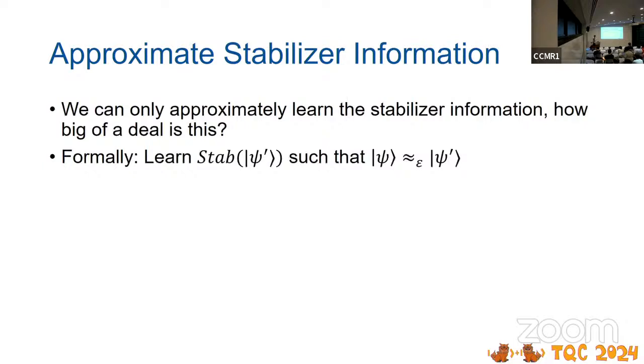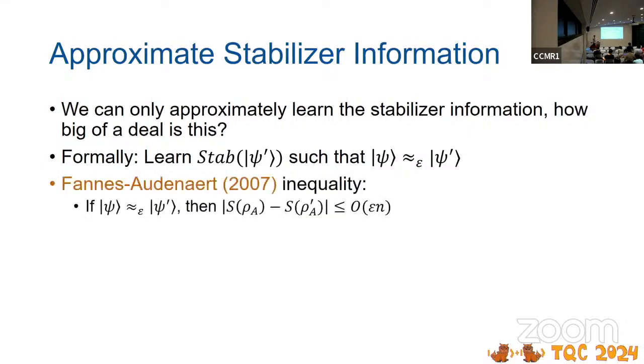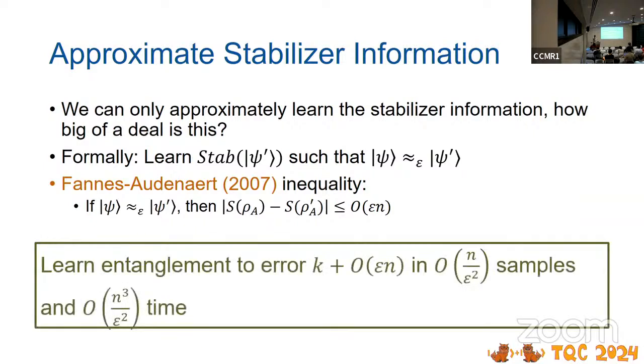Turns out it's not a big deal. So formally, we learn the stabilizer information of a state that is close to the true state that we have. And then there's a result by Fan and Audenaert that shows that if your state is close, then the entanglement is close. This is like the actual quantitative bounds that you get.